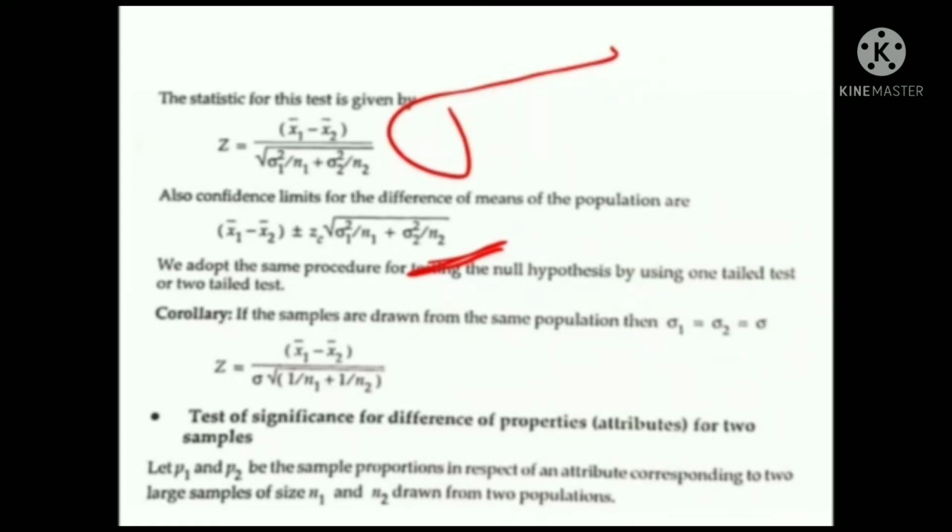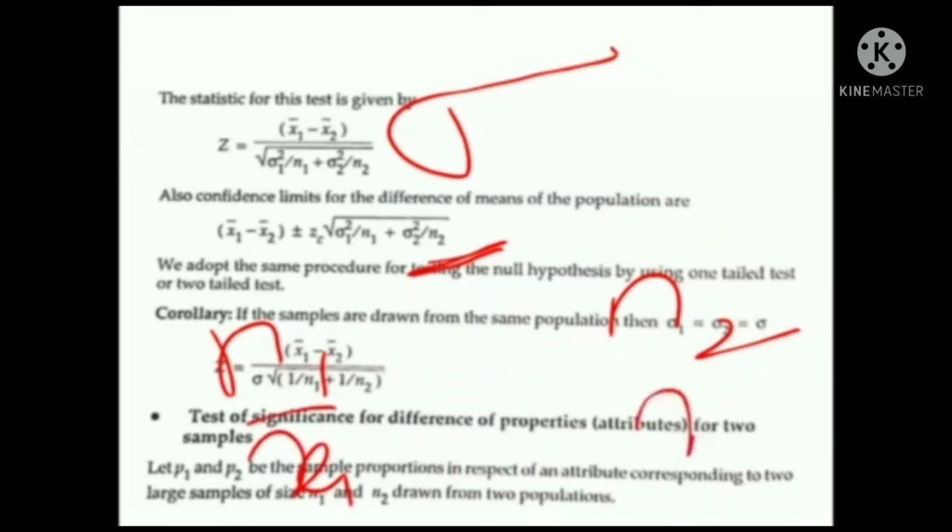That means from the same population you would consider two different samples whose sizes are n1 and n2, and the sample means from that same population are x1 bar and x2 bar. Then in this case you can see sigma is not sigma 1 and sigma 2, it is just sigma. That is, the standard deviation is just one because we have one population. In such a case, our formula gets changed.